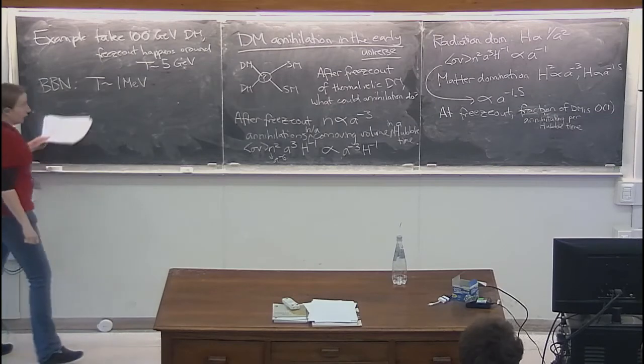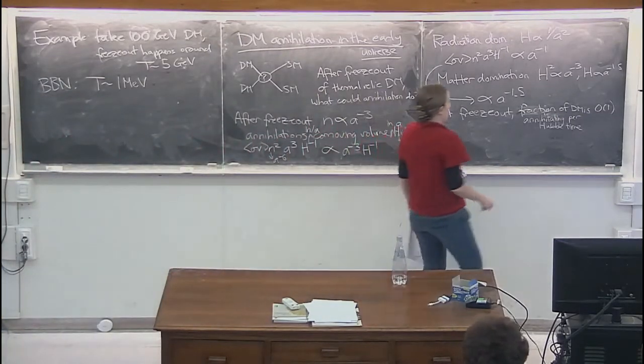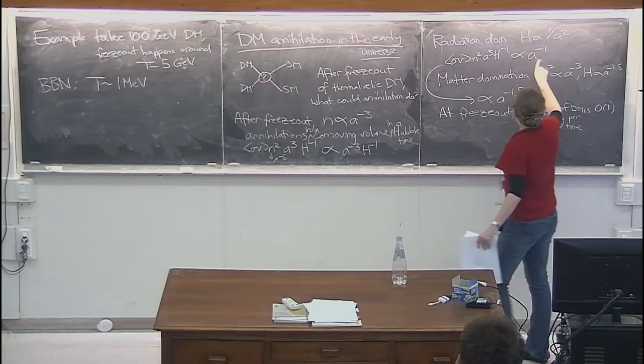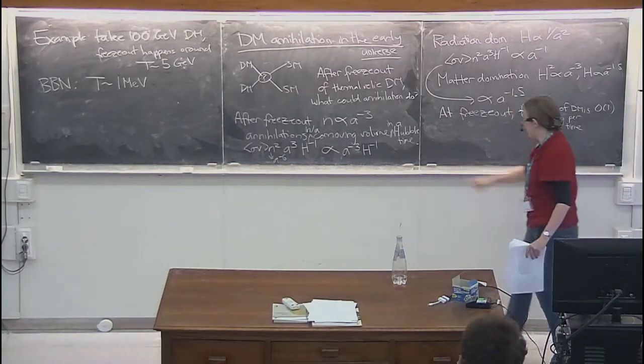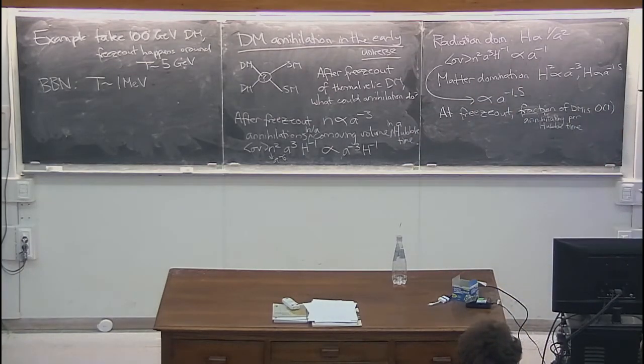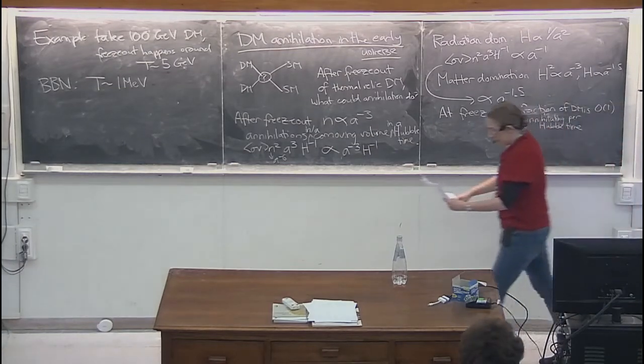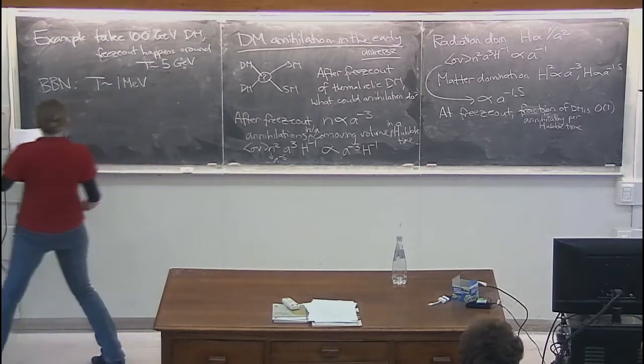So between freeze out, this is during the radiation dominated epoch, that means at this point this quantity has fallen by a factor of 5,000 since freeze out. So a fraction of 1 in 5 times 10 to the 3 of dark matter is annihilating.